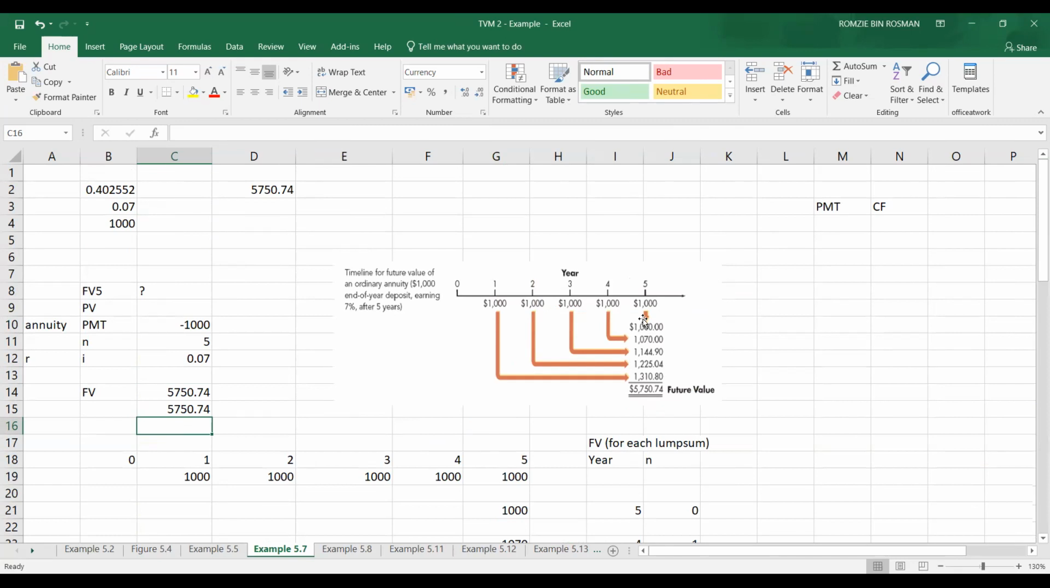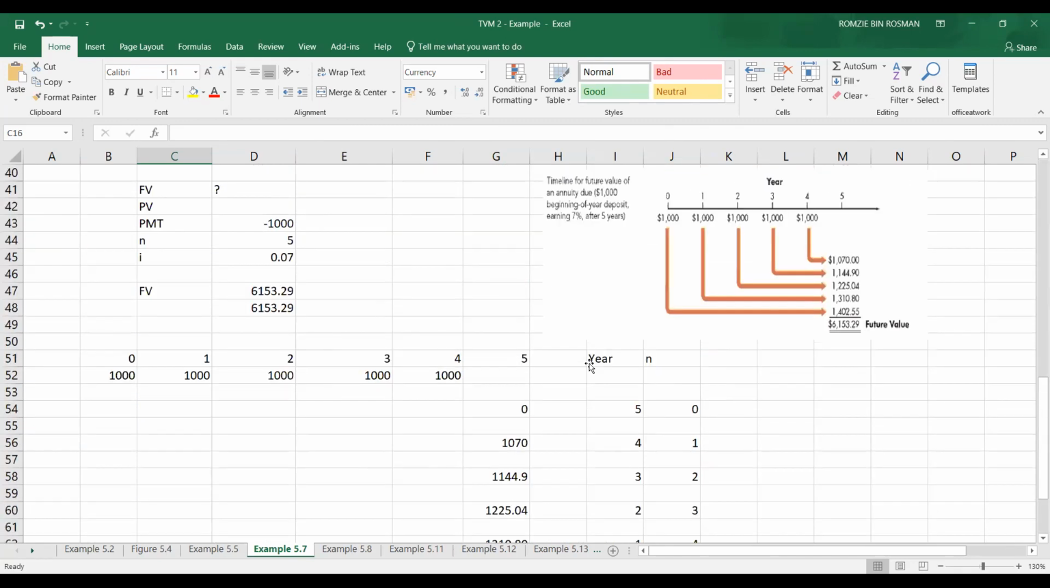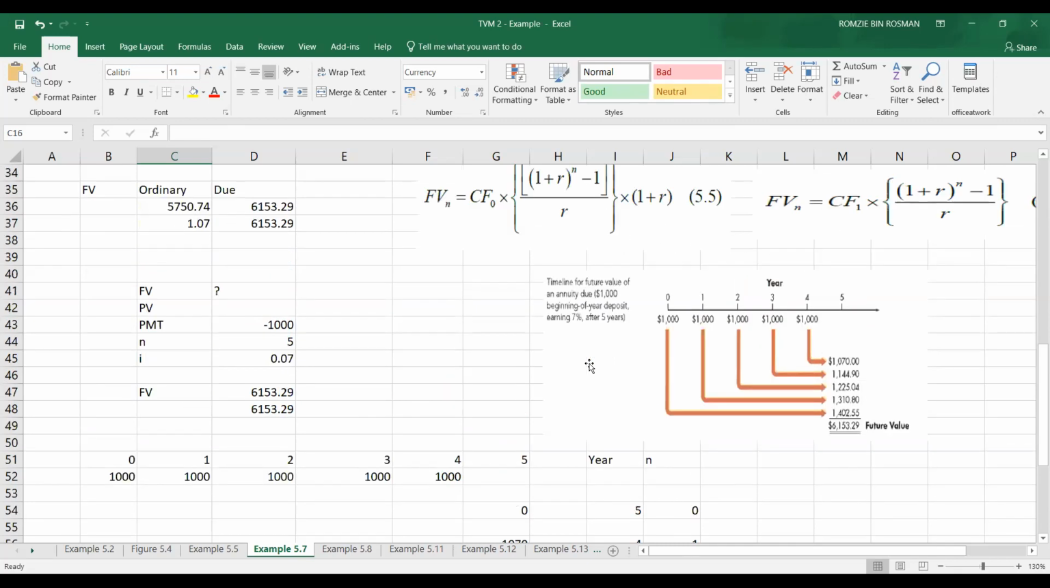Correct. Okay, and then compare it to this. No, at 5. At 4 because it's annuity due. So this is being compounded, how many times? One, not five. One, don't look at the number. How many times is this compounding? One. This one? Two. Three, four. You total this future value, you will get this.